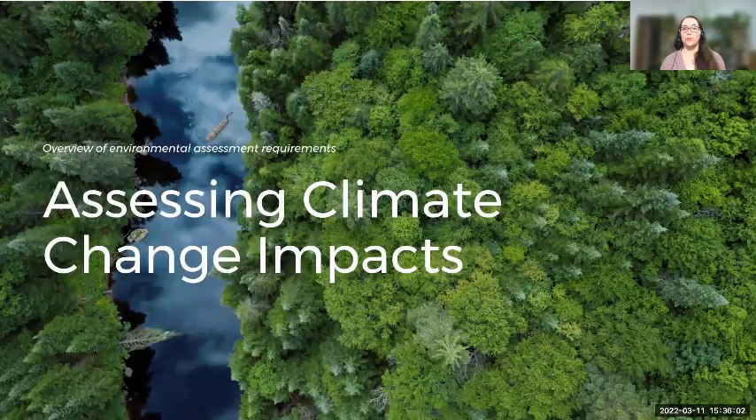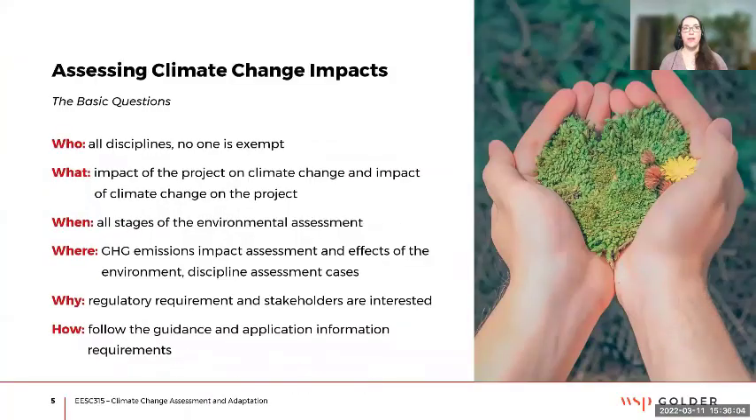So jumping into assessing climate change impacts. I thought I'd start with some of the basic questions. So who needs to do this? It's all the disciplines. No one is exempt. This has been an evolution in the past couple of years. Previously, they just assumed that, okay, one person would kind of write a nice climate change section. We've checked a box, we'll move on. But it really does need to be incorporated by all disciplines.